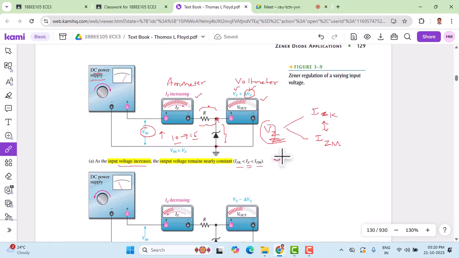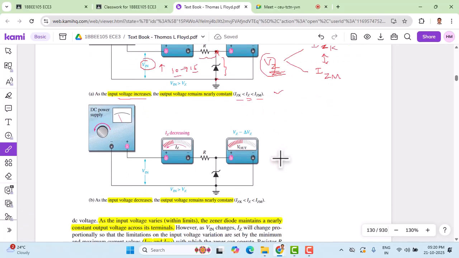Now let us move to another setup where the input voltage starts decreasing. Look at the experimental setup here. As the input voltage decreases, we take an example of a decreasing voltage. In the earlier setup, we saw that when the input voltage is increasing, the voltage across the diode remains constant, VZ plus delta VZ. Let us see this experiment when the input voltage is decreasing, and whether the output voltage stays constant or not.